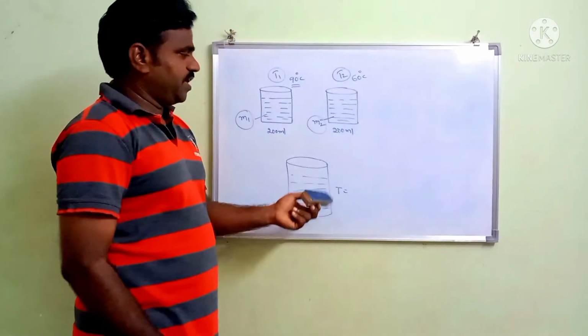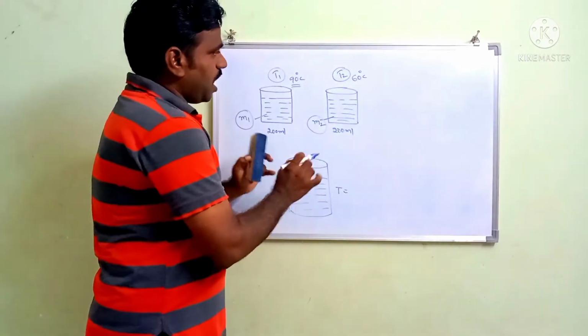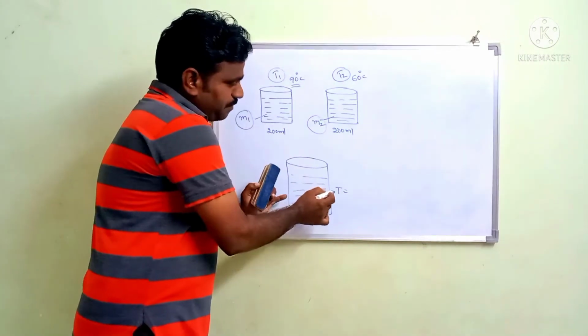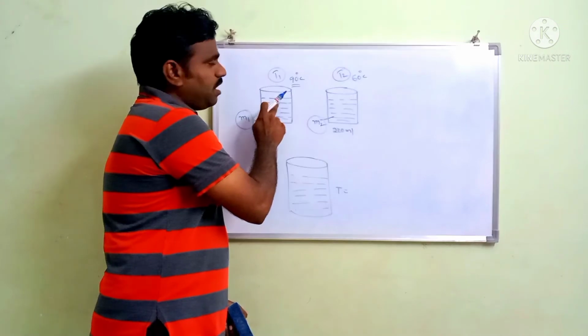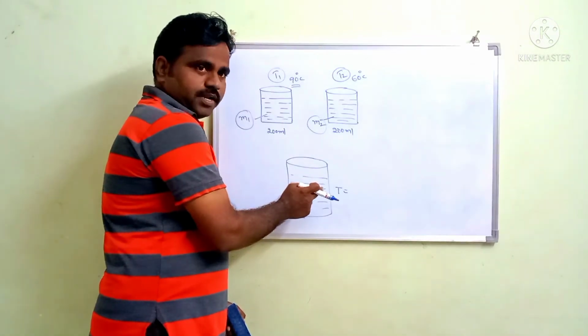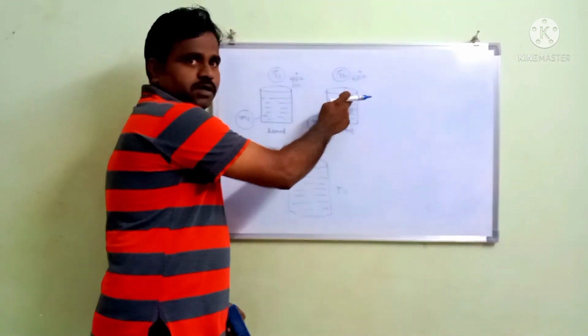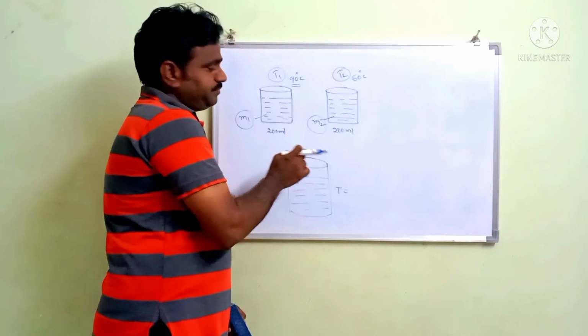Now we can find out the final temperature. That is the final temperature formula. So always we can remember one point. That point is: the final temperature is always lower than the temperature of the hotter sample, and the final temperature is always higher than the temperature of the lower sample, that is the colder sample.